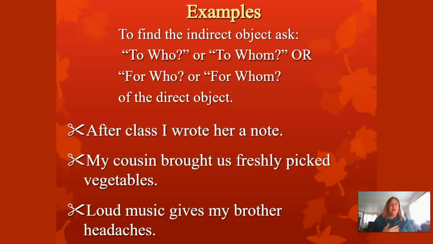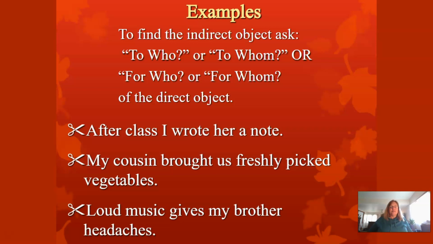So let's take a look. After the class, I wrote her a note. Find the verb. The verb is wrote. What did I write? I wrote a note. That's my direct object. Now you ask to who, for who.